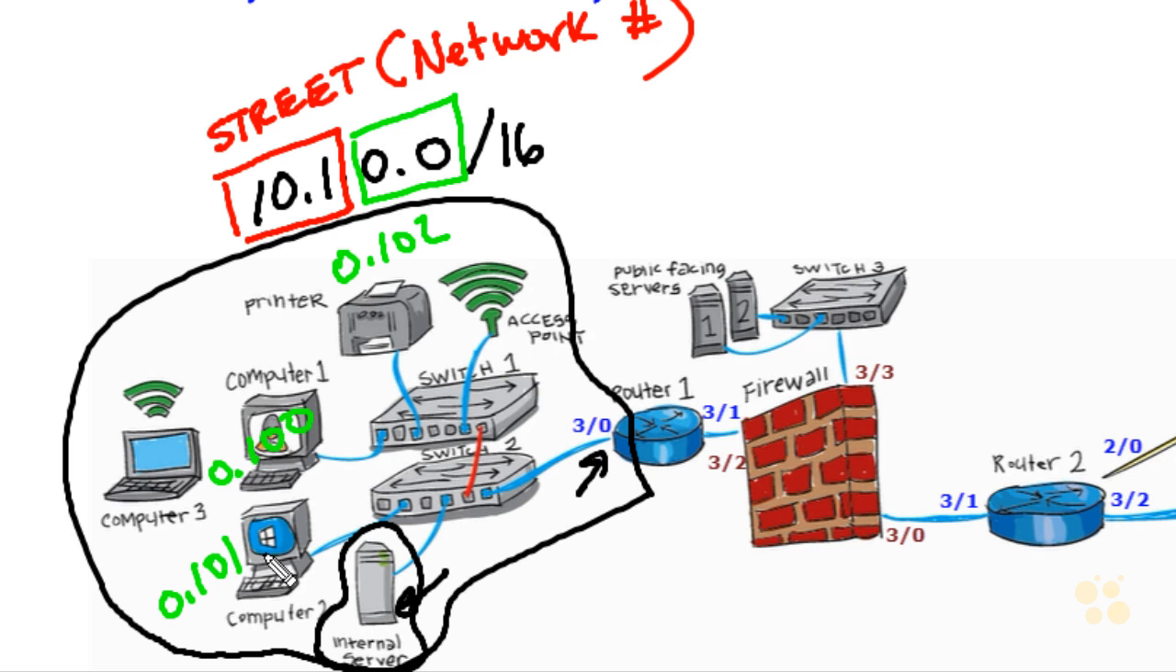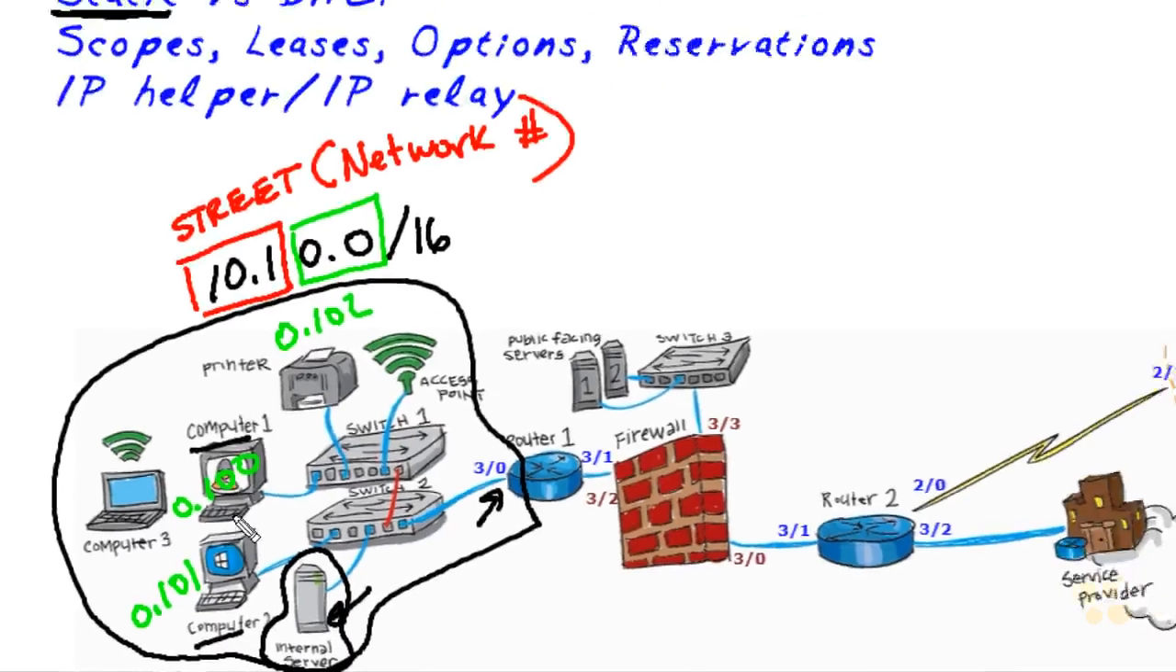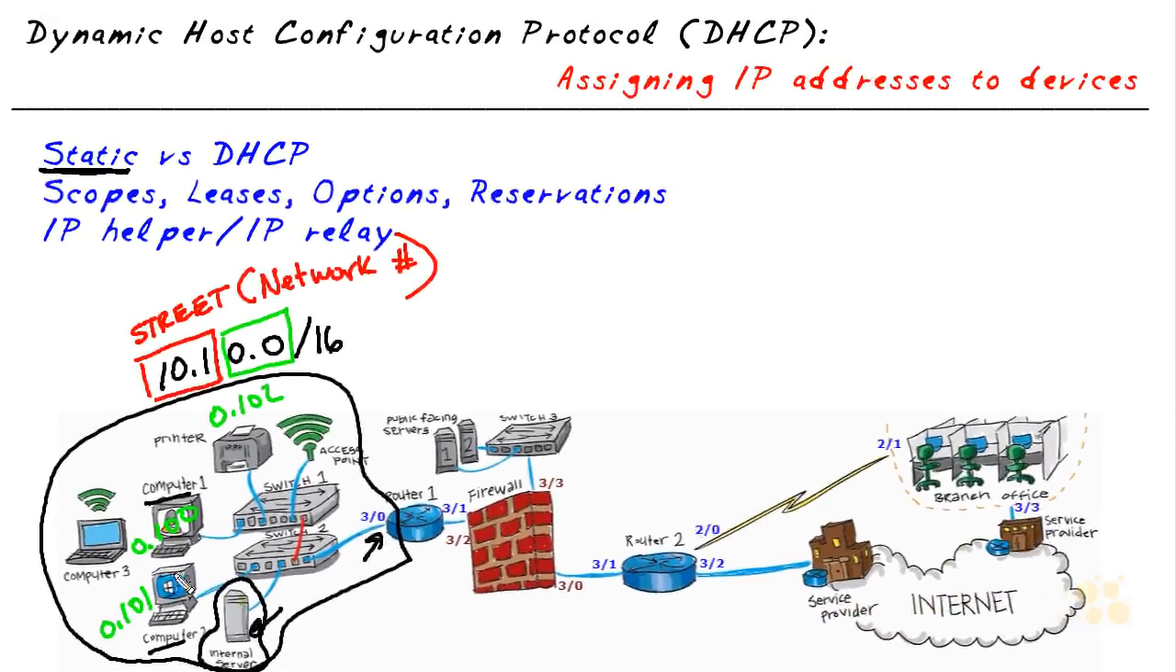However, for other devices like computer 1 and computer 2, if we want to optimize your and my time as we give IP addresses to these devices, instead of configuring the computer statically, we can use DHCP, which stands for the Dynamic Host Configuration Protocol. It's a way we can automate the assignment of IP addresses to devices on our network.